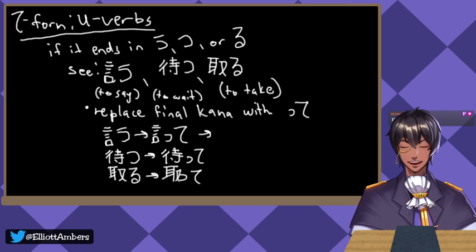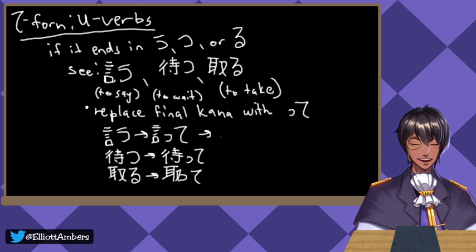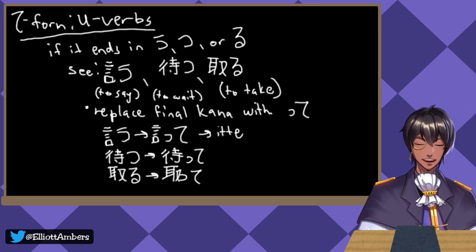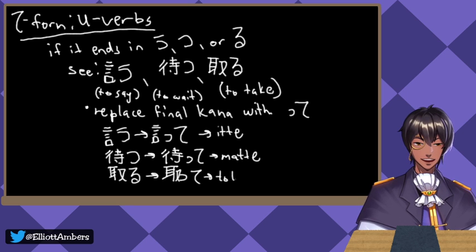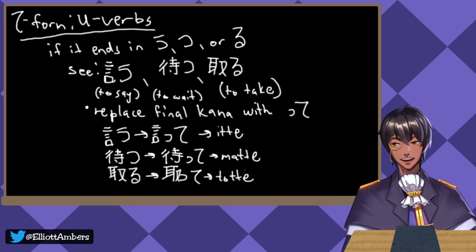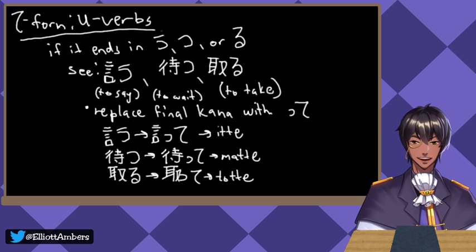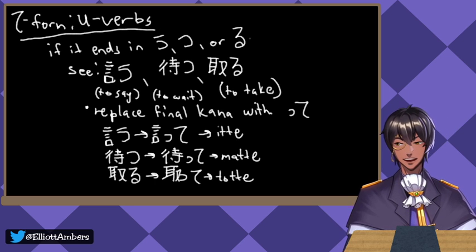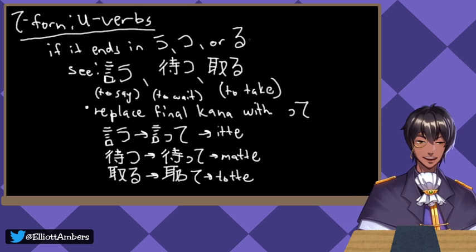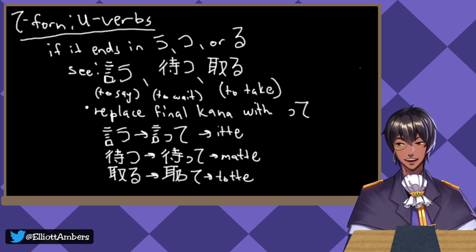That would be totte, not ikite? Kite? This is ite. So you can see the T is doubled up. Matte and totte. So that's the rule for U, Tsu, and Ru. We drop that last character, and we change it to a te.